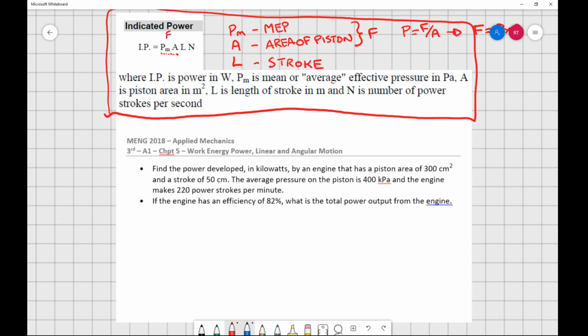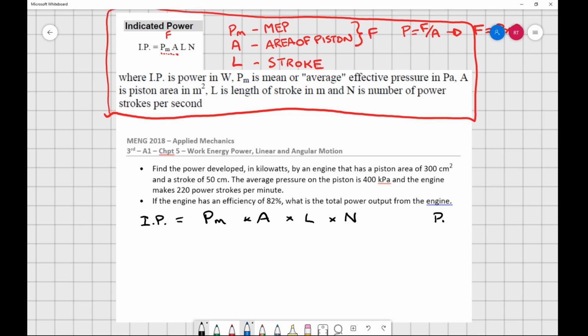Anyway, let's see if we can answer one of these questions. Okay, so find the power developed in kilowatts by an engine that has a piston area of 300 centimeters squared, a stroke of 50 centimeters. The average pressure on the piston is 400 kPa, and the engine makes 220 power strokes per minute. Okay, so let's figure that out. So first of all, I'll go to my supplement and I'll get my equation. IP, indicated power, is equal to PM, mean effective pressure, times area, times my length, times N.